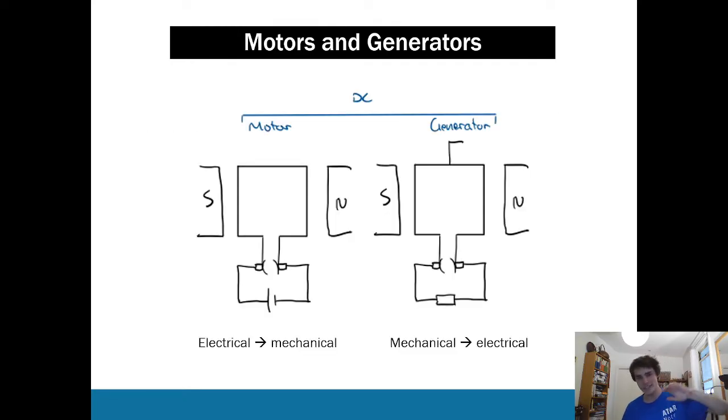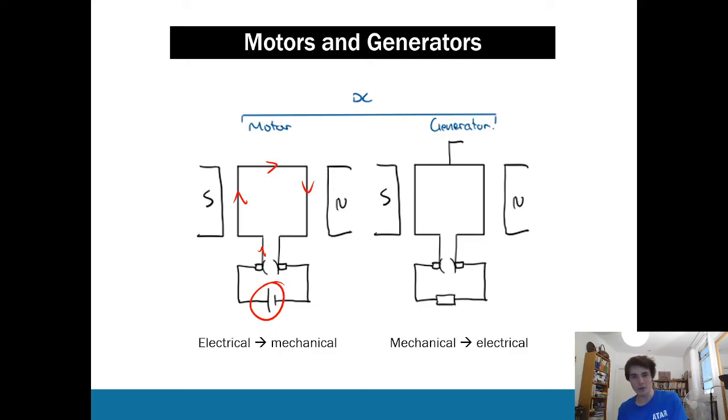Now, a quick note on the difference between a motor and a generator. You might be slightly rusty on this. A motor, you pass an electric current through your circuit. You've got some kind of battery down here. It passes an electric current through your circuit. It's got a permanent magnet that your current is going to pass through. As a result, your wire will experience some kind of force, and that's going to make it spin.